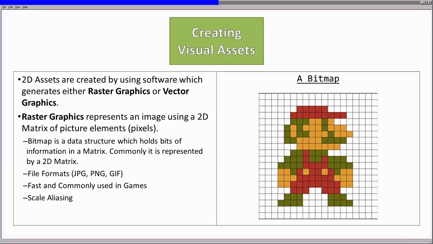Raster graphics are fast and commonly used in games as they do not need much processing to map the color data to our game worlds. However, there is a significant problem with raster graphics, which is scaling aliasing. If an image is scaled either up or down, then we have to interpolate or lose information. This can leave a lot of visual artifacts and cause aliasing in the resulting image.